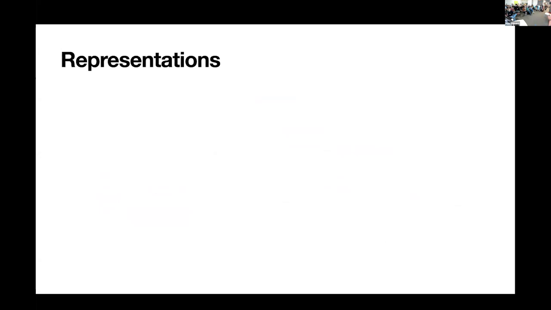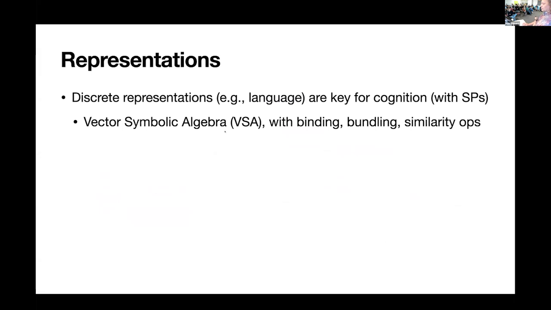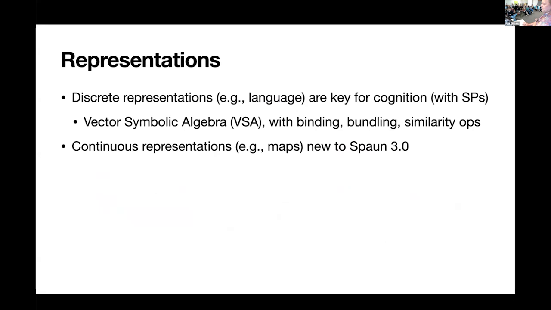Right. So the kinds of representations that we've been trafficking in are discrete representations. These are sort of like language-like things. These are important for cognition generally, but also specifically for the Raven's progressive matrices task, and some of the other tasks. And so we're using vector symbolic algebras, which I'm suspecting most people are familiar with, where we're using binding, bundling, similarity ops, and these are all already implemented in the model, right? So we're very happy to keep using more VSA functions.